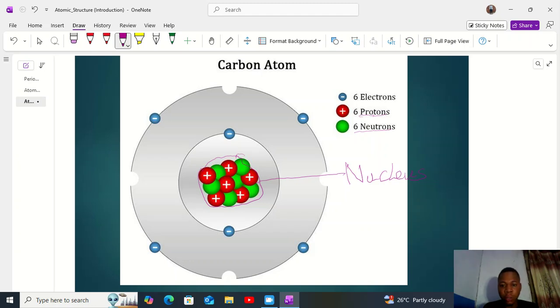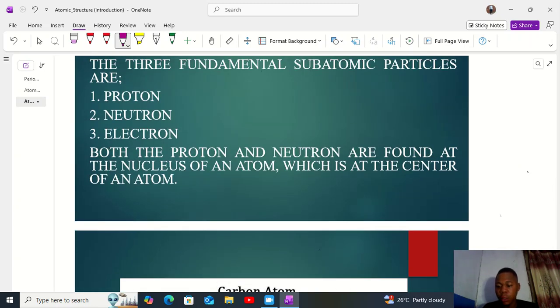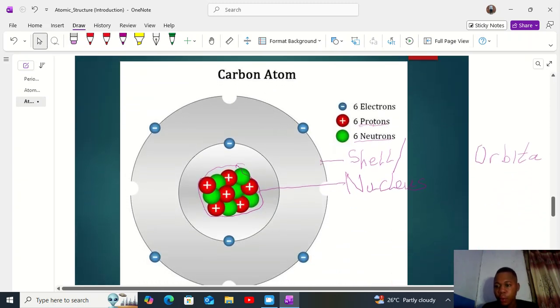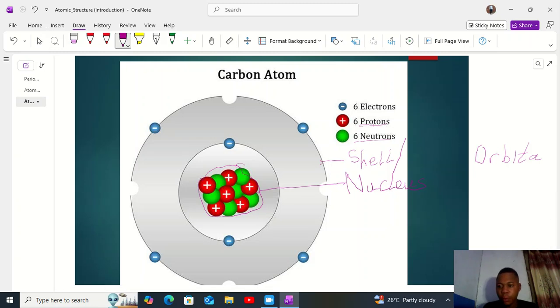This is what we call the shell. The shell is like the building where these fundamental particles can be found. You can also call it orbit, as some authors do. Let me write it here so that you can see it. You can call it orbital, or you call it shell.